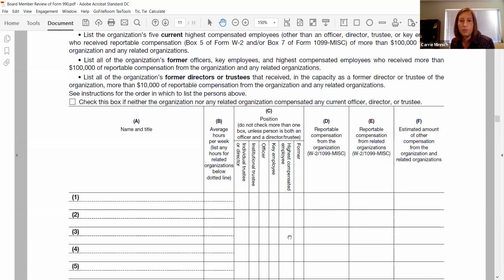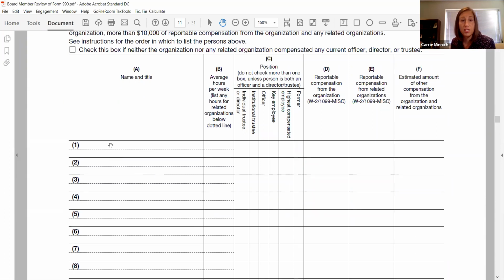So it's really important when you're reviewing this section to first make sure that the names listed here are correct, and then also that the amount of compensation here is listed properly too. So it's very important that you have W-2s to make sure that this section is completed properly.